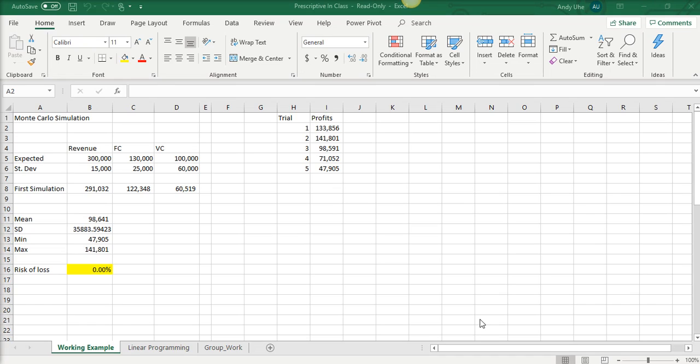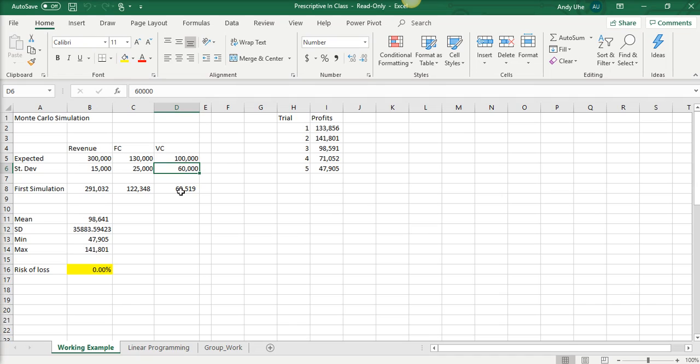So this would solve a problem where, let's say the criteria is we're going to move ahead with a project as long as the risk of loss is under $10,000 or, I'm sorry, 10%. So this is a project where there's expected revenue of $300,000, fixed cost of $130,000, variable cost of $100,000, and you have standard deviations for these data sets. You can see the variable cost has a huge standard deviation.